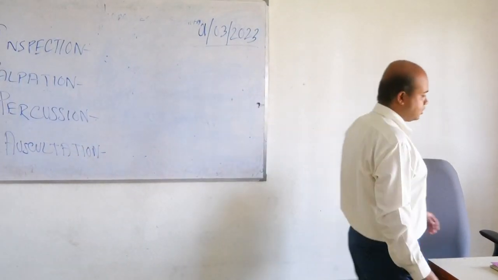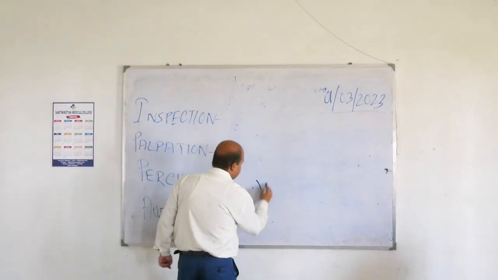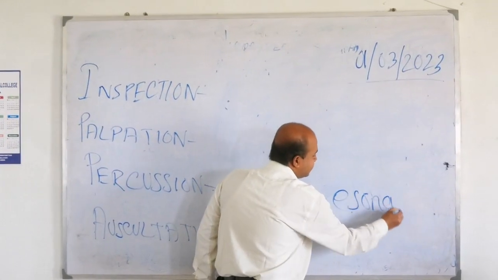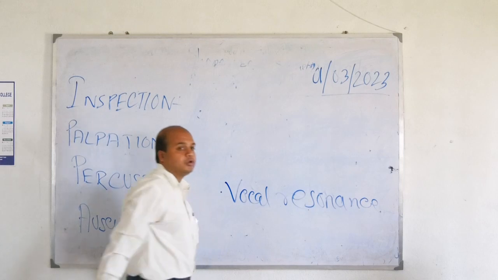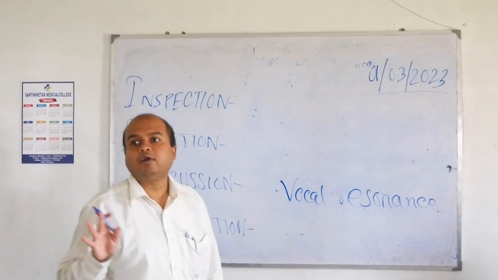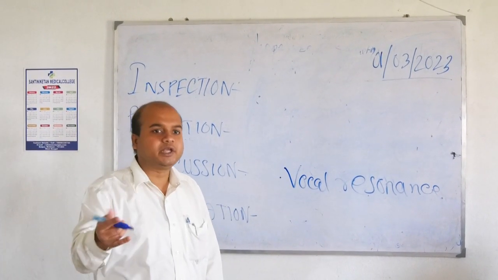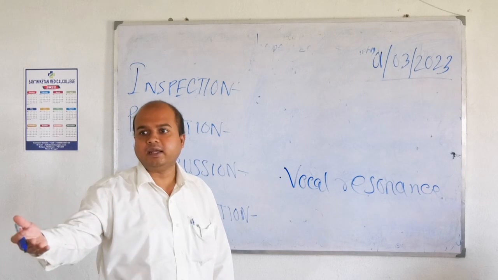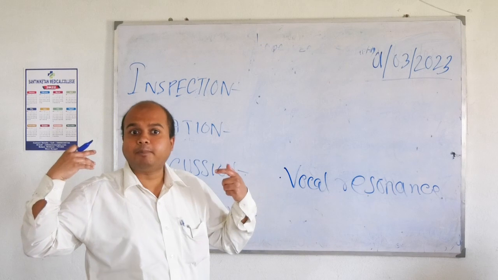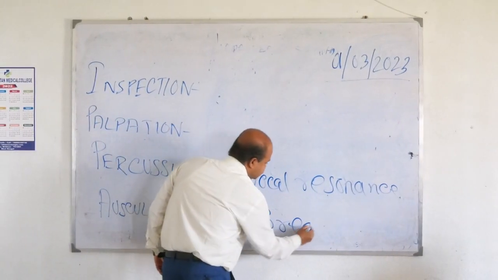Now auscultation. In auscultation, we have to note 2 points. One is vocal resonance, that is the auscultatory finding corresponding to vocal fremitus. Same thing we have to do, but with the stethoscope, listening to the sound with the ears. The subject is speaking out 99, 99, 99, or teen like this, and we are picking up the sound with the help of the stethoscope. Vocal resonance and breath sounds.